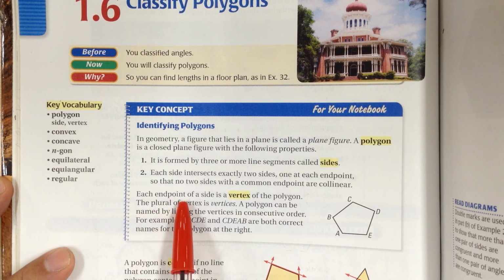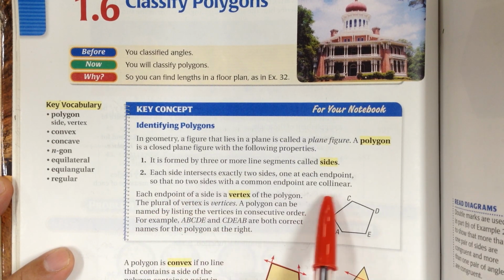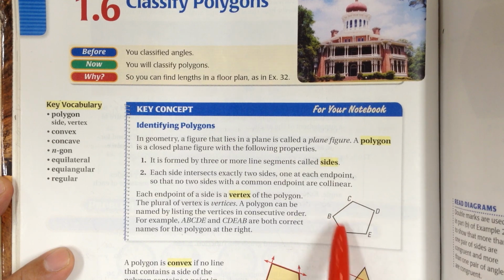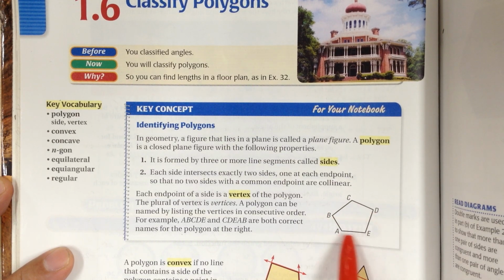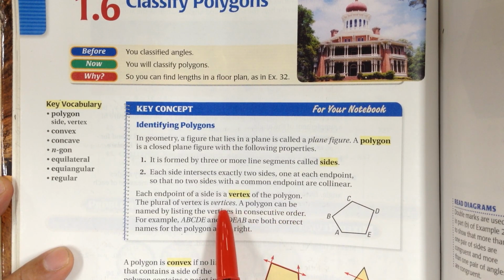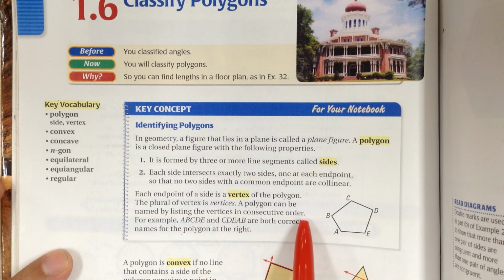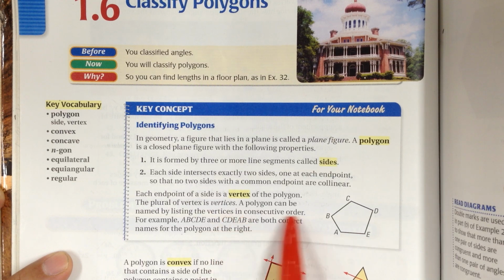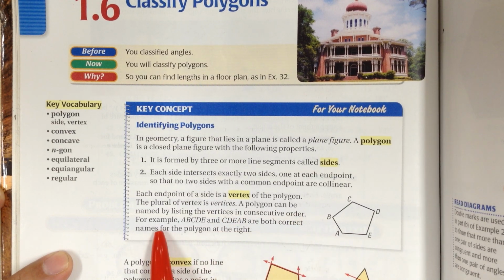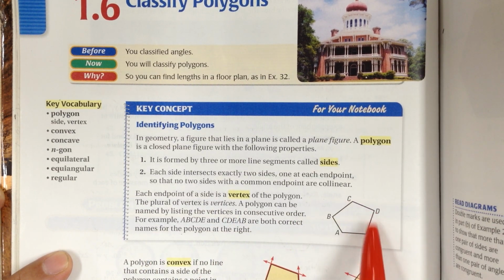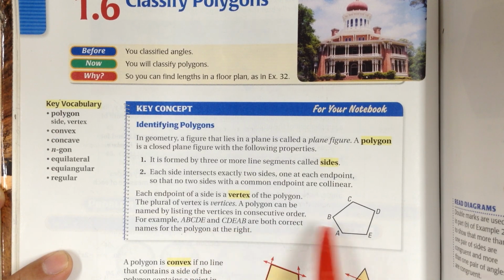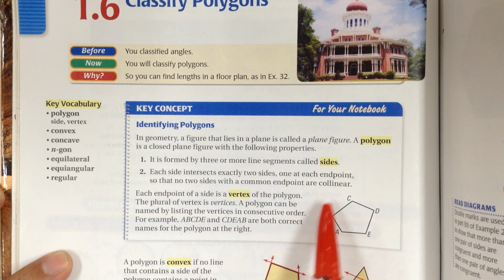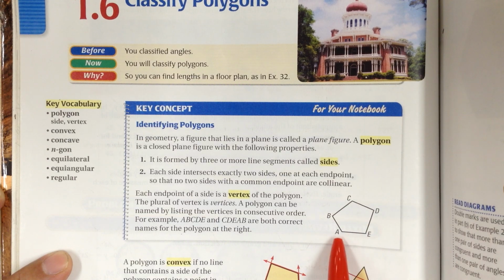Each endpoint of a side is called a vertex. So this is called a vertex. So the pentagon has 5 vertices. And a polygon can be named by listing the vertices in consecutive order. For example, A, B, C, D, E. Or if you start with C, then it will be C, D, E, A, B.